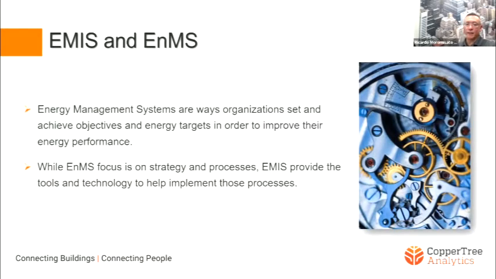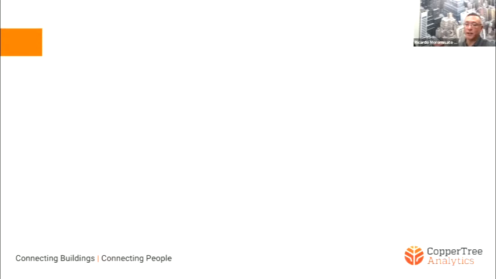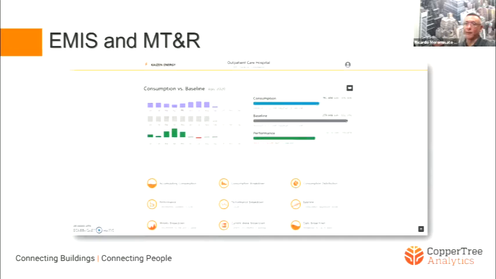All right, now in the next few slides, I just want to introduce some of the ways organizations are engaging with EMIS tools. Energy management systems, or ENMS, are ways organizations set and achieve objectives and energy targets in order to improve their energy performance. Some of you have probably heard of the ISO 50001 Energy Management System Standard. That's one of the frameworks out there for implementing such a program. Now, while ENMS is focused on strategy and processes, EMIS provide the tools and technology to help implement those processes. That's a key difference, even though they are similar in name.